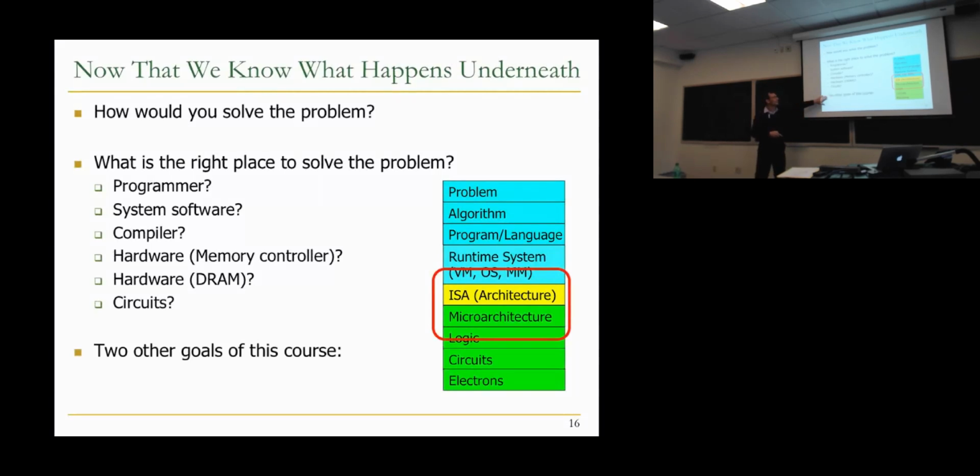So there are two other goals of this course. One is to enable you to think critically. So it's important to look at a solution, look at a problem, and think critically. How do I solve this problem? Is there a good solution? What is the cost and complexity of the solution?